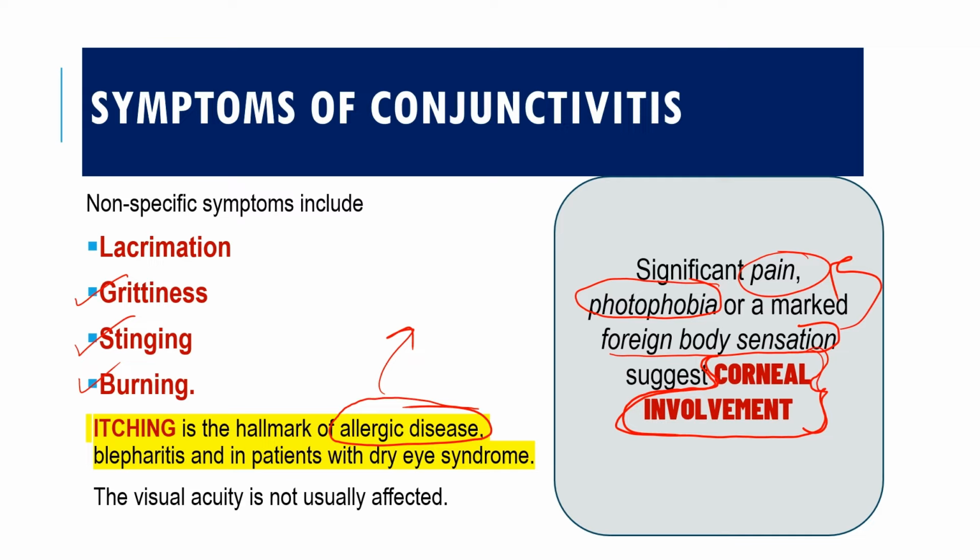Now, apart from that, itching will also be present in patients who have blepharitis. That means some sort of infection in the eyelid. And when that infection of the eyelid spreads to the conjunctiva, it is called blepharoconjunctivitis. Now, even patients with dry eye syndromes will have itching. Another thing you should remember is that usually the visual acuity will not be affected in conjunctivitis. So if there's a patient with conjunctivitis and he actually has a drop in the visual acuity, you have to again think in terms of corneal involvement or any other pathology, maybe uveitis.